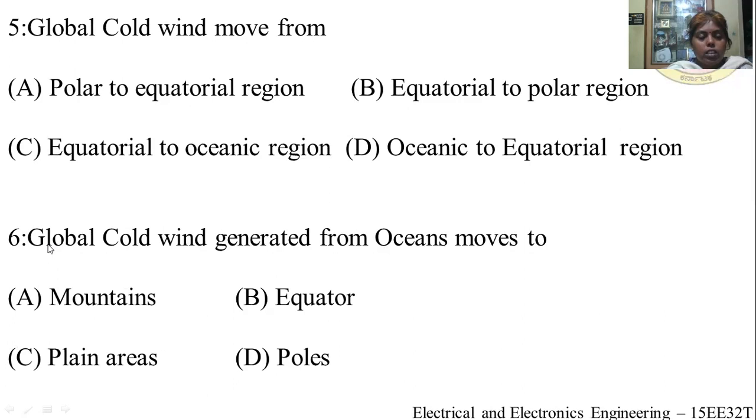The next is sixth one: global cold wind generated from oceans moves to dash. The answers are A, mountains, B, equator, C, plain areas, D, poles. The correct answer is C, plain areas. Cold wind generated from the oceans moves to plain areas.